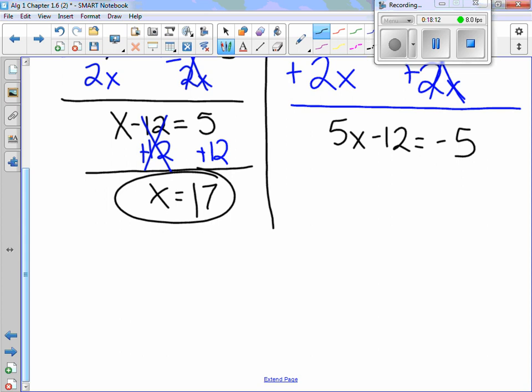Now this time we can add 12. We can still have that same step. So here we have 5x still. Negative 12 plus 12 will cancel out. Equals.